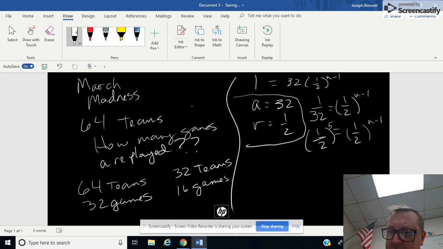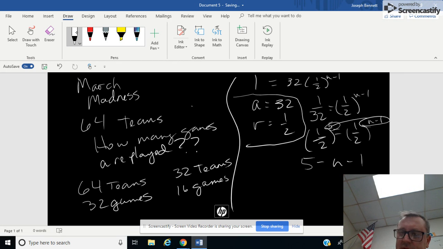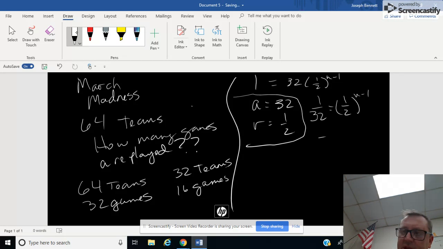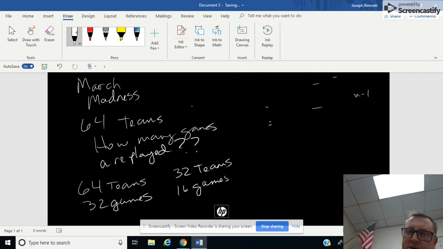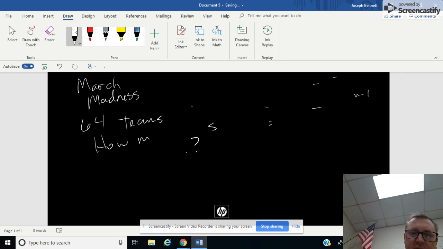And so then we set the exponents equal to each other. So we have 5 is equal to n minus 1, and 5 plus 1 is equal to n. So we end up with 6 is equal to n. Now that's just the number of rounds. That's how many rounds there are in March Madness to get a champion. All right, so let's erase this. And when we erase this, we have the needed info. We'll start over and see what we can come up with for the total number of games played.